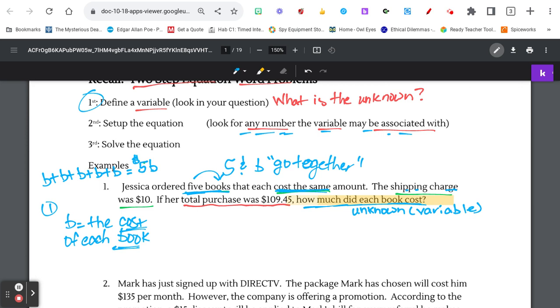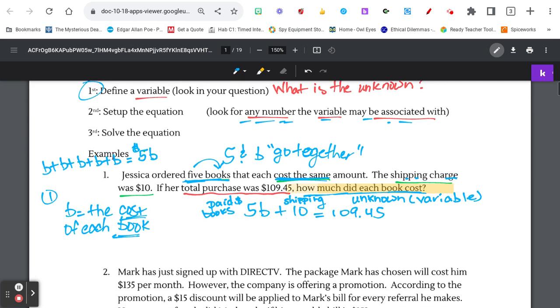Plus I paid a shipping charge. So I can set my equation up as I paid 5B. That's how much money I paid. Plus I paid a shipping charge of $10. And when I got finished paying for all the books, and I paid the shipping charge, I ended up with a total purchase of $109.45. So all I have to do is solve this equation for B, and I will end up with the cost of each book. So what I want you to do right now is pause the video and solve the equation for B.